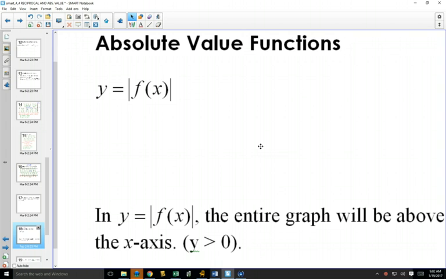So when we do a graphing thing with the absolute value, the graph of y equals absolute value of f of x will be completely above the x-axis, because all of your y values will be positive. What that's going to do is whatever was negative in your original graph will just get flipped up over your x-axis. As far as transformations go, it's actually a really easy transformation to do.